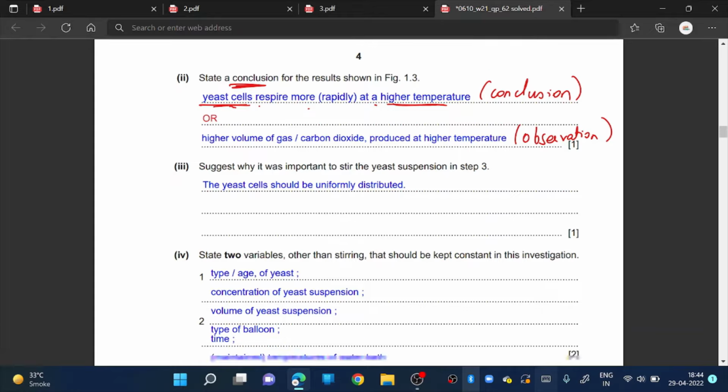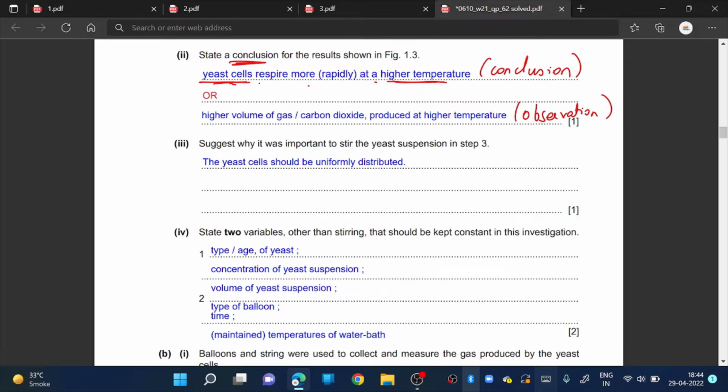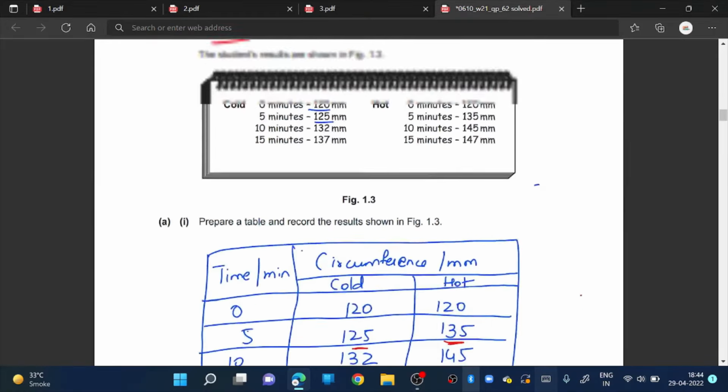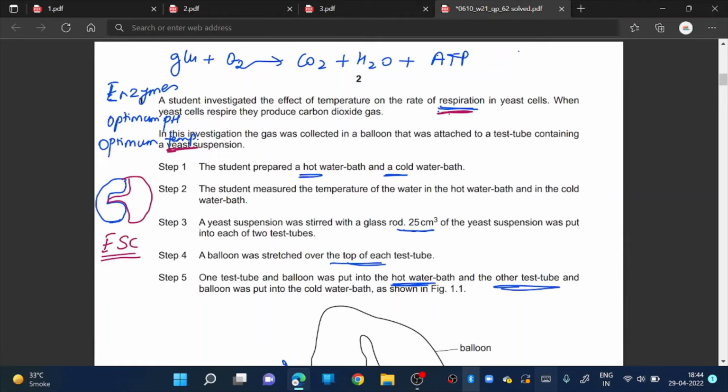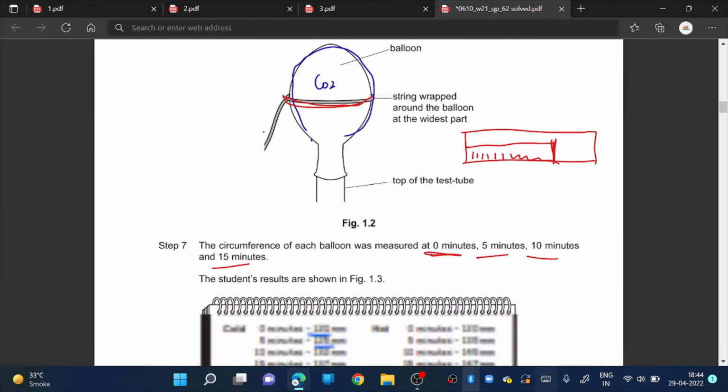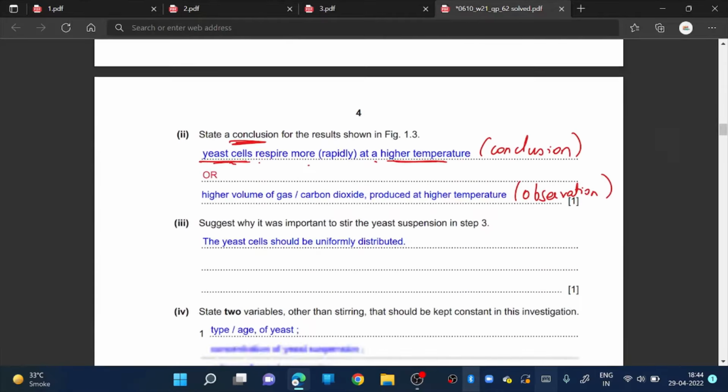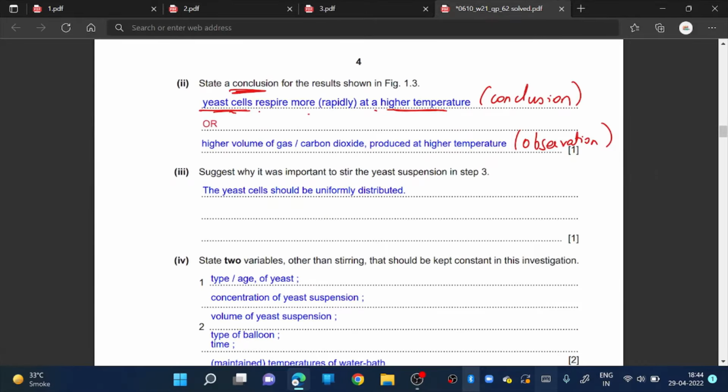Now, suggest why it is important to stir the yeast solution in step 3. So here in step 3, we have seen that the yeast suspension was stirred with a glass rod. So why is it stirred? So that it is uniformly distributed and the reaction is occurring all throughout the suspension. So the answer is that the yeast cells should be uniformly distributed.